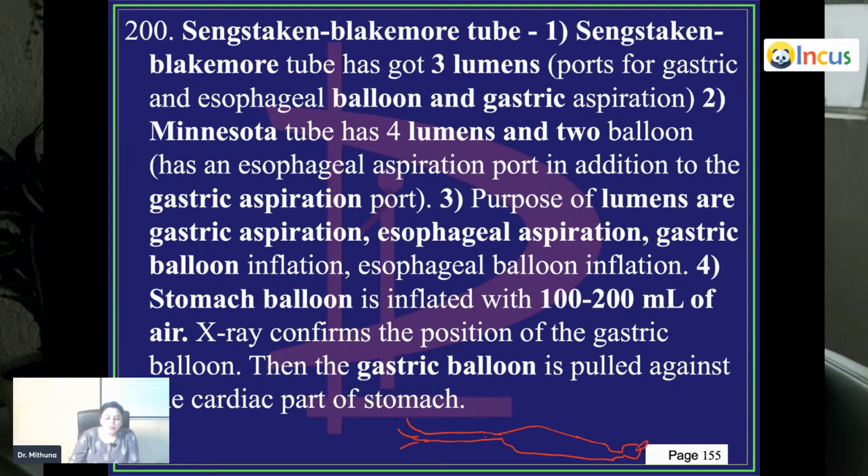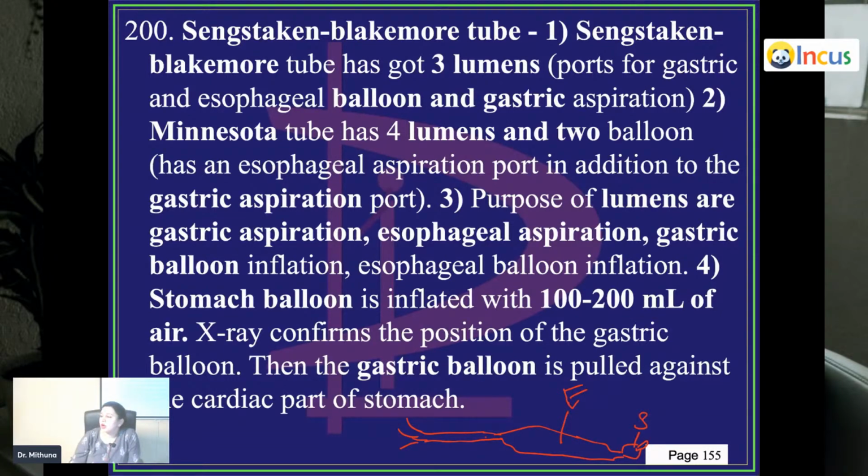This is how the tube looks. This is the esophageal one. This is the stomach one. Okay. So you have here three tubes, three lumens, ports for gastric and esophageal balloon and gastric aspiration. If you're supposed to aspirate, you have one more port for it.